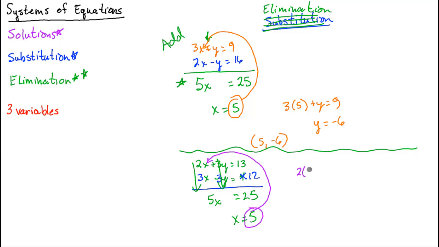So we have 2 times 5 plus 3y equals 13. 2 times 5 is 10. Subtract 10 from both sides and we get 3y equals 3. y equals 1. So we now have the solution (5, 1). That's elimination. Sometimes you have to multiply and then add to eliminate a variable.